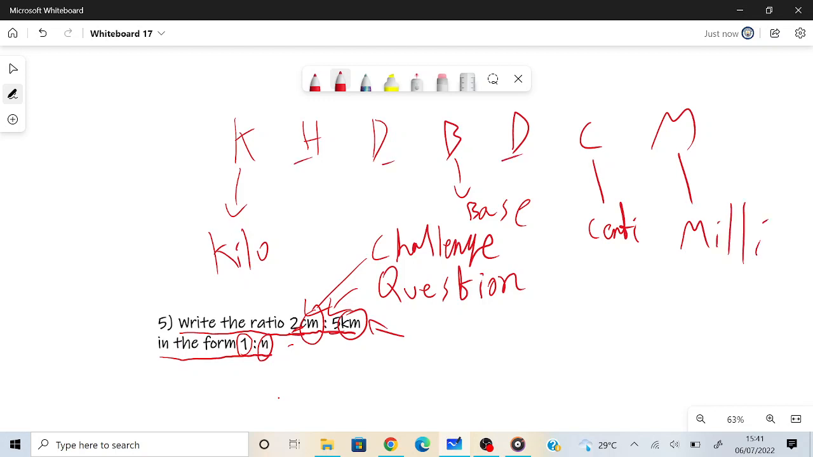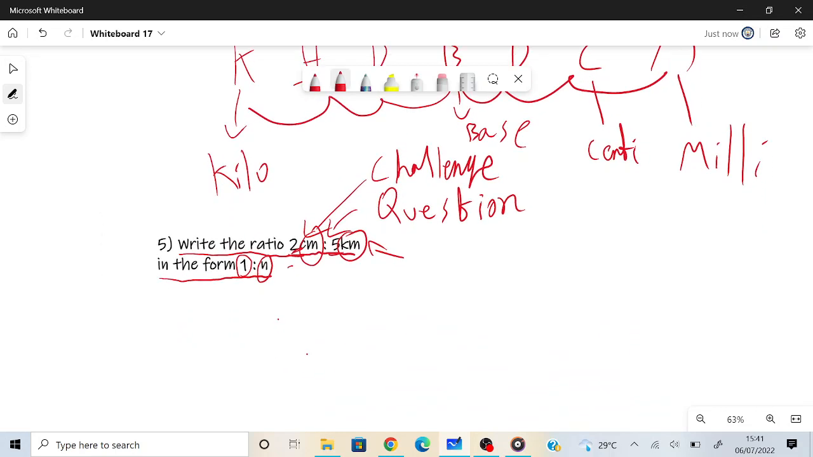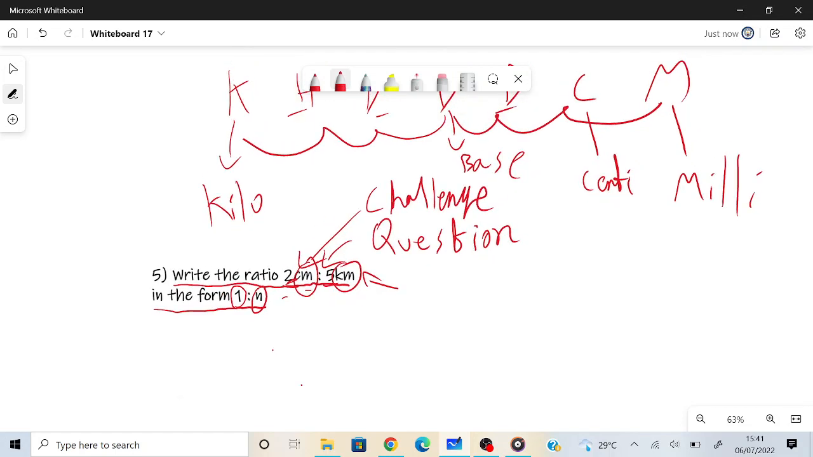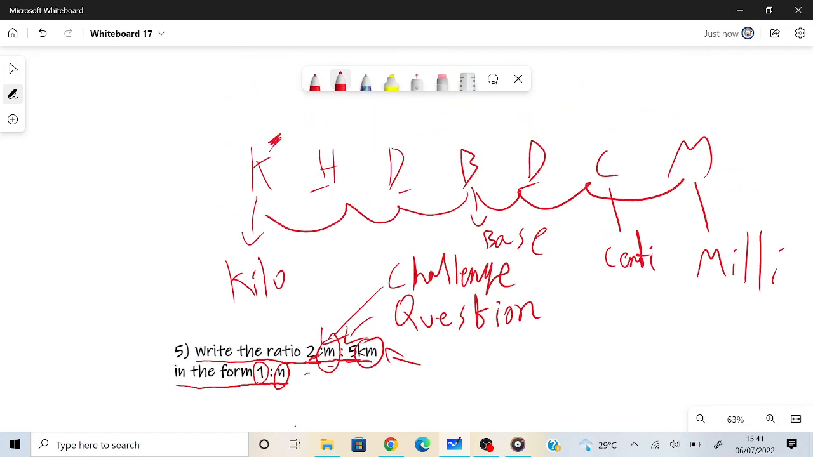And I know that when I'm going from left to right, I times. I know when I'm going from right to left, I divide. And if I'm going one place, either left or right, I divide or times it by 10. If I'm going 2 places, I'm dividing or timesing by 100. If I'm going 3 places, I'm timesing or dividing by 1,000. So I want to bring 5 kilometers to centimeters. So from kilometers here to centimeters here.